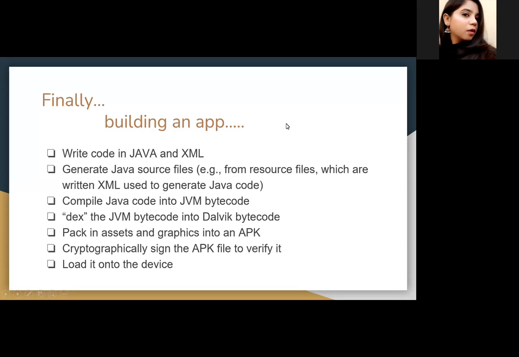You all know how we have to compile our code. Simply, you need to compile your code, then convert that bytecode into Dalvik bytecode. Then all your assets and graphics are packed into an APK. Then those APKs are verified and all those things, and finally your application is loaded onto your device.